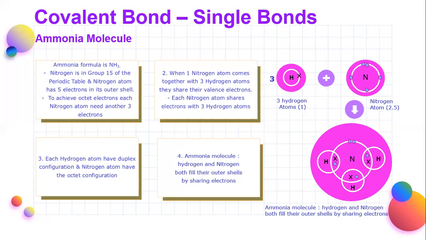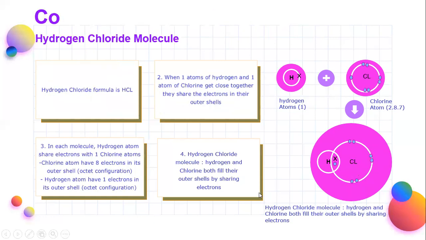So when 1 nitrogen atom works together with 3 hydrogen atoms, they share their valence electrons. Each nitrogen atom shares electrons with 3 hydrogen atoms. Each hydrogen atom has the duplet configuration, and on the other hand, the nitrogen atom has the octet configuration. So in the ammonia molecule, hydrogen and nitrogen both fill their outer shells by sharing electrons.